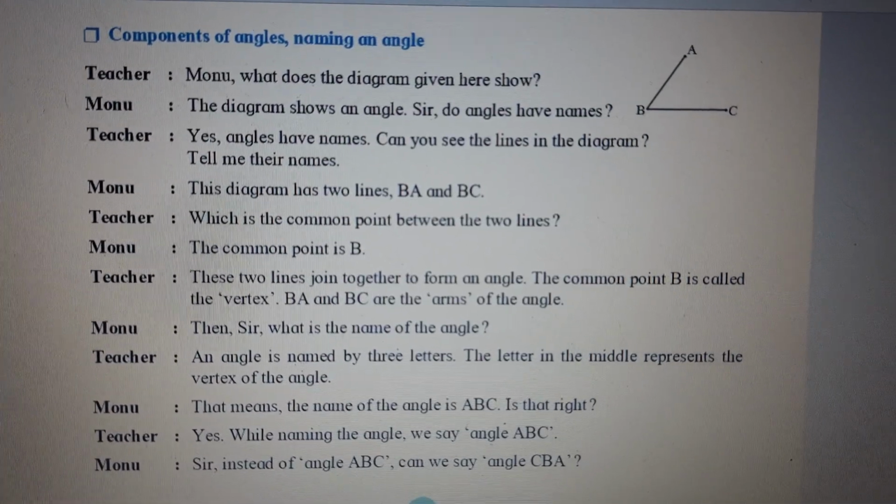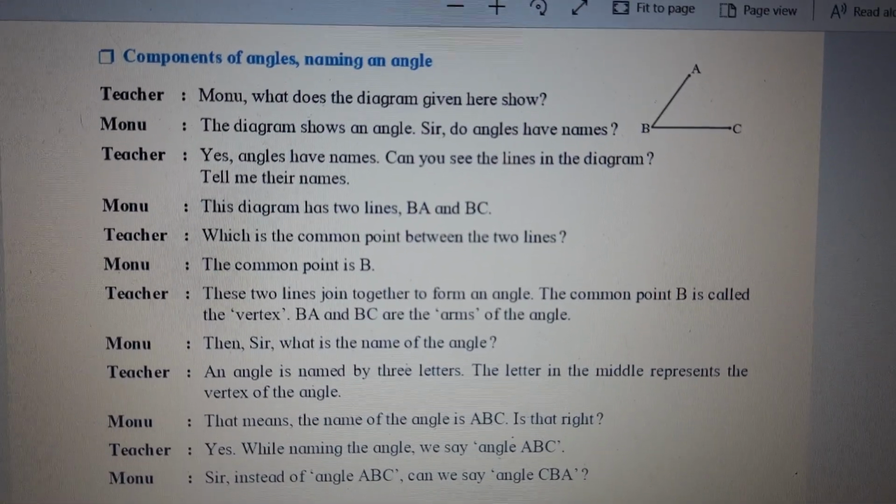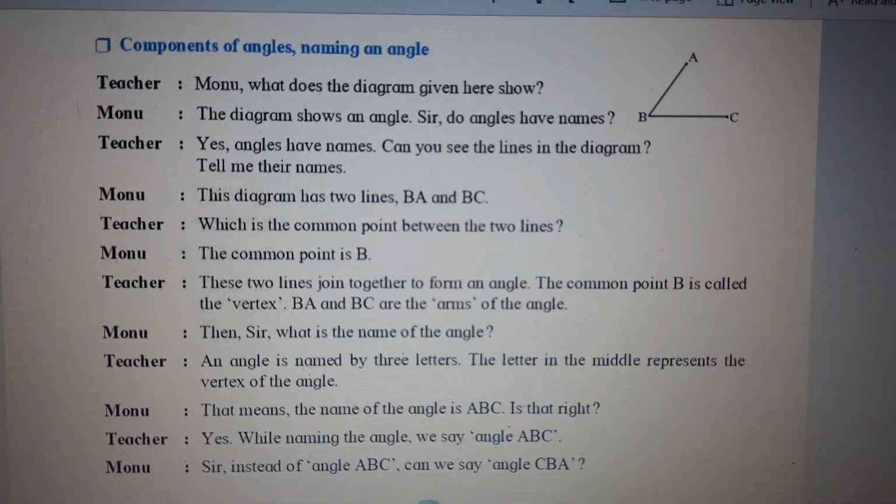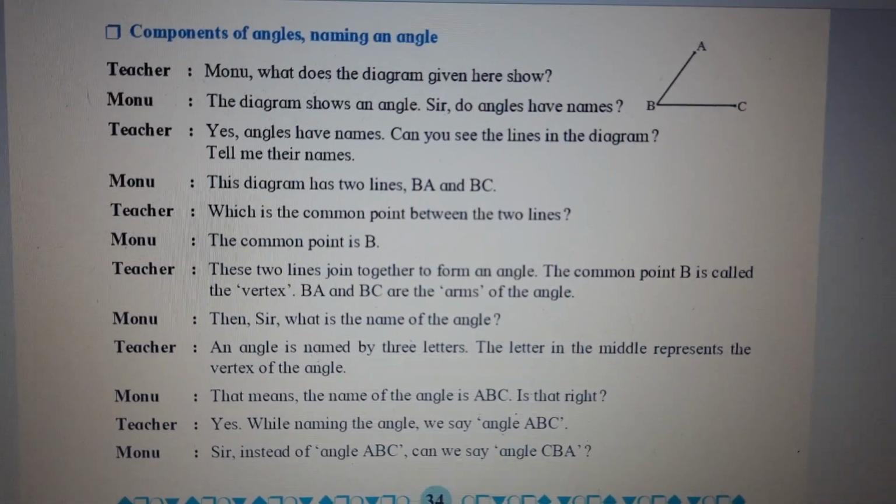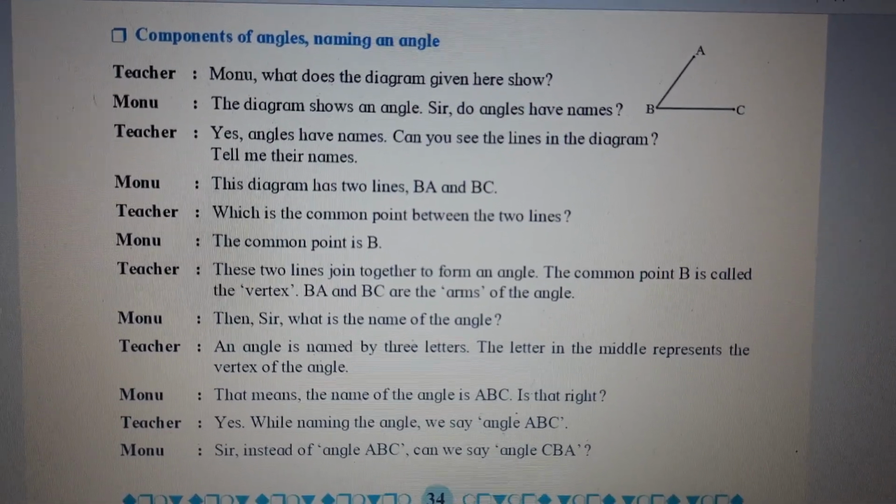There's a sort of dialogue here. Let us see. Components of angles, naming an angle. How do we understand that? With two characters. One is the teacher and the other is Monu.